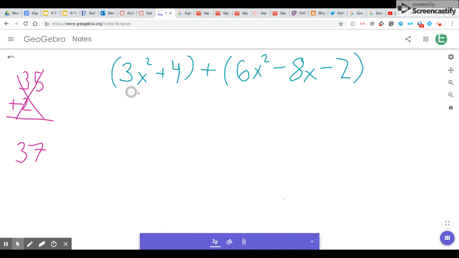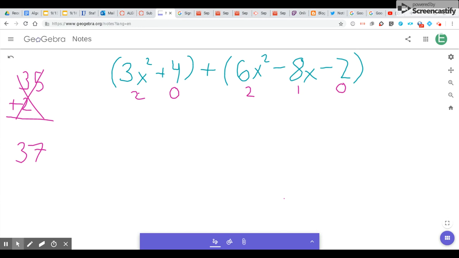This is a second degree term right here. This 4 doesn't have a variable, so it's the constant. It's a 0 degree term. This 6x squared is a second degree term. This minus 8x is a linear term, and the minus 2 is the constant term, so it's degree 0. What's really important is that I can only add together the terms with the same degree.